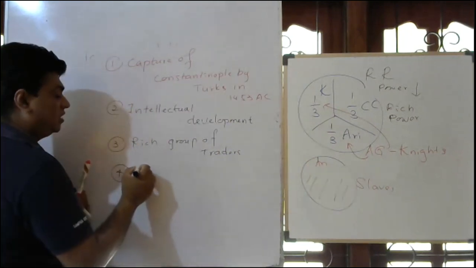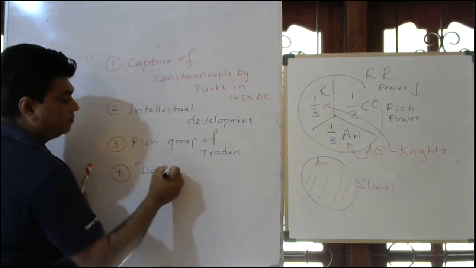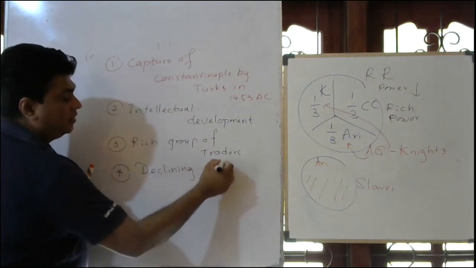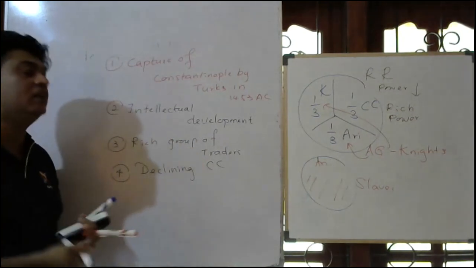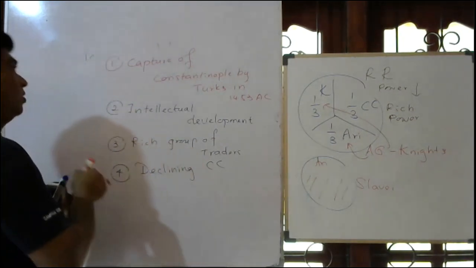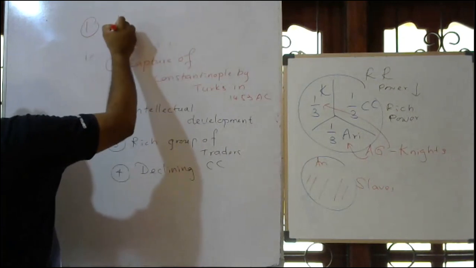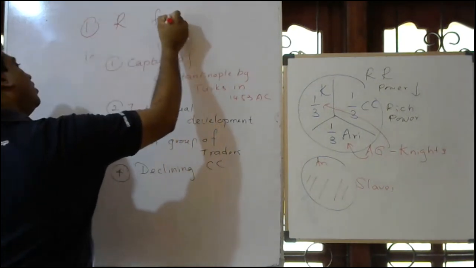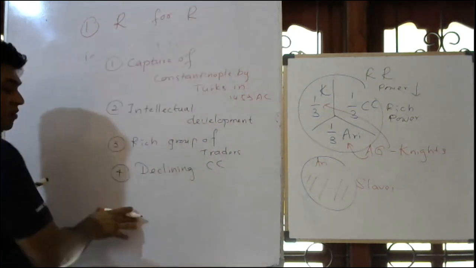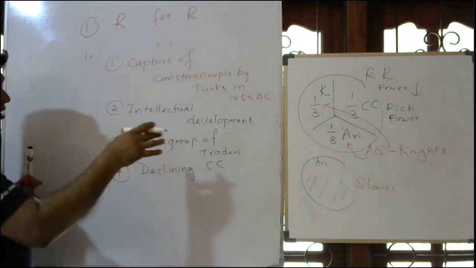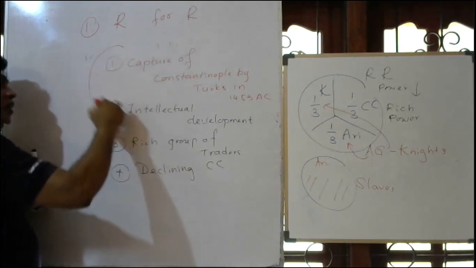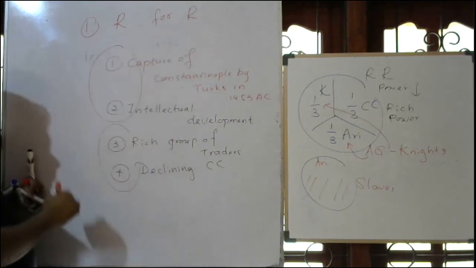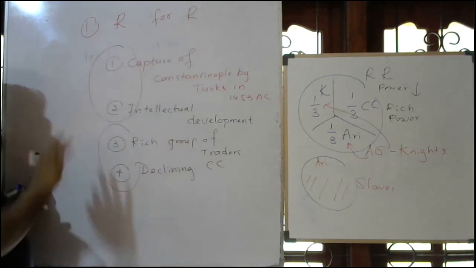So the fourth reason is what? Declining of the Catholic Church. Now see, these are the main four reasons for the Renaissance. Now I told you one question that can be given is what? Reasons for the Renaissance. So there I have given you four reasons. Then you have to write this answer under two headings. Two headings means you are taking two by two. The two reasons, and we are writing the answer.